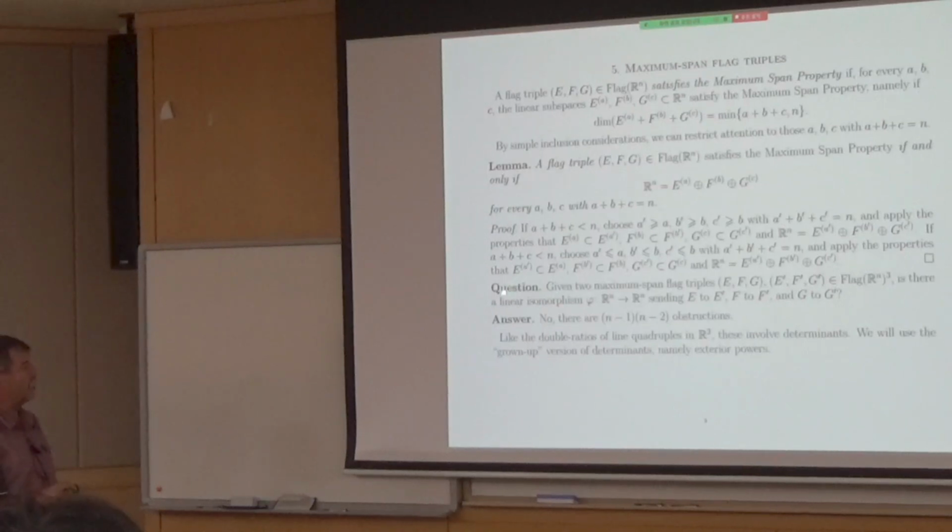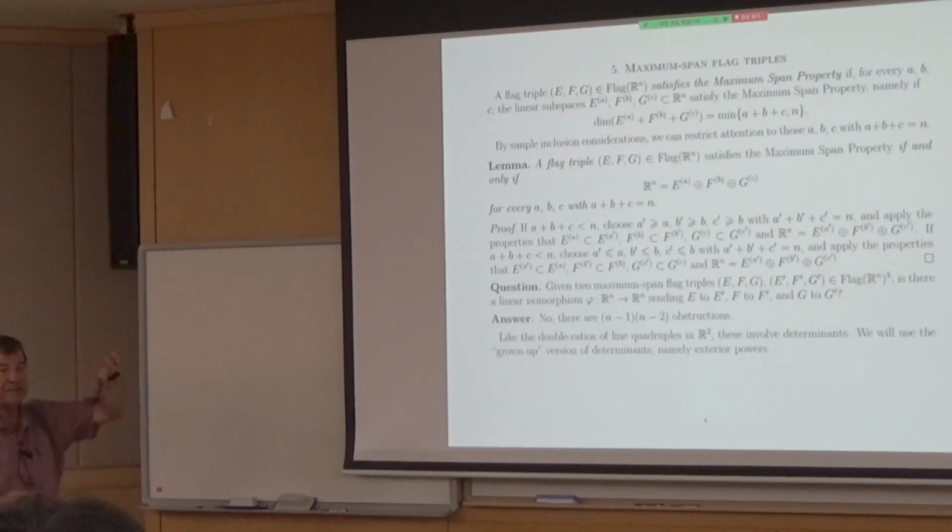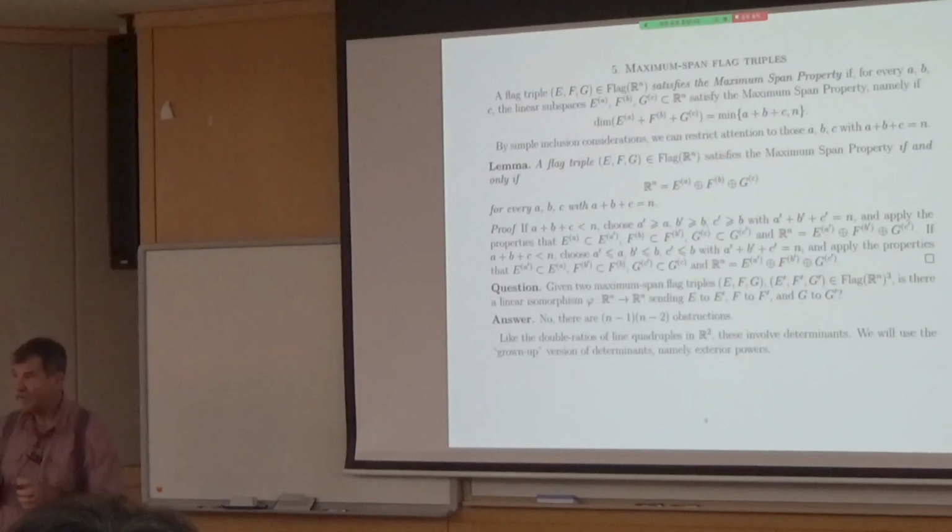Okay, and so we have the similar question. Given two transverse flag pairs, we saw that there is always a linear isomorphism sending one pair to the other. If you take triples, is it also true that there is a linear map sending this flag triple to that one? And the answer is no. There are obstructions, and they look like the double ratio of lines that we saw at the beginning.